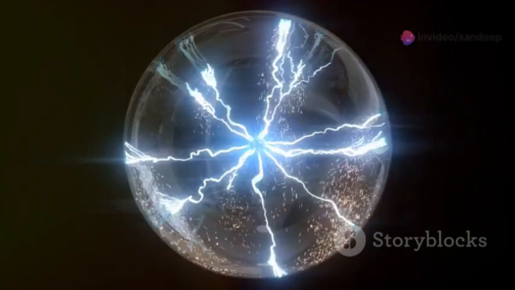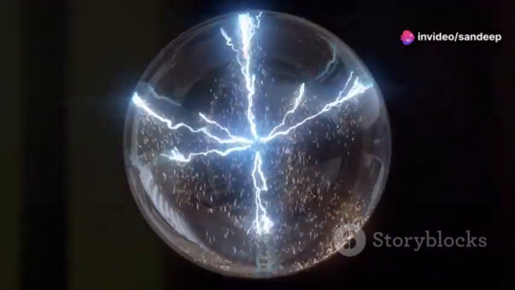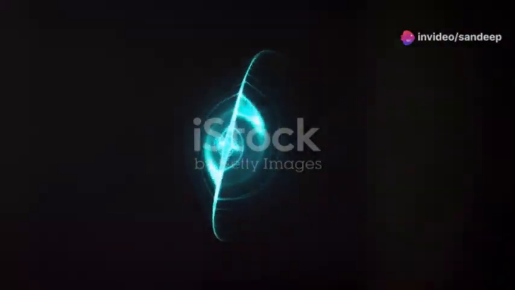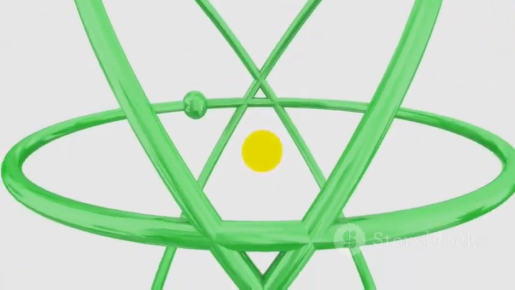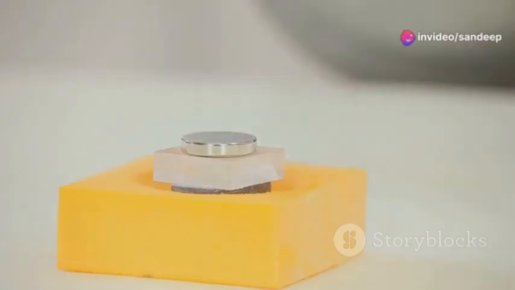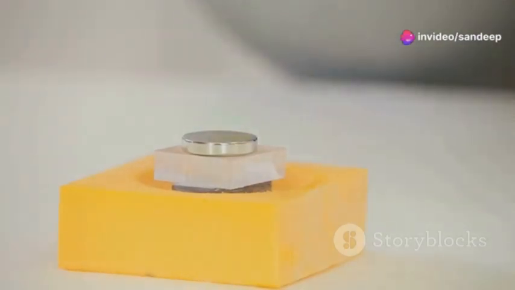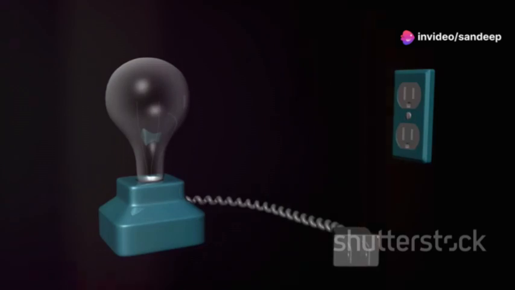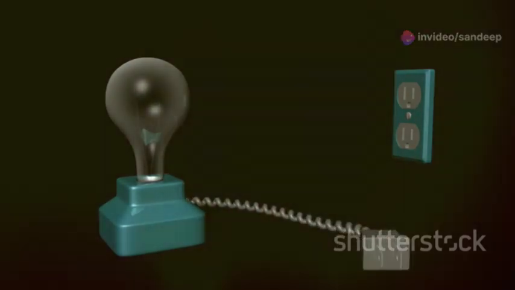Let's begin our journey with the most fundamental concept: electric charge. Imagine tiny particles much smaller than atoms carrying a property we call charge. Some have a positive charge like the proton, and some have a negative charge like the electron. Now, just like magnets, opposite charges attract each other, and like charges repel. This simple rule governs how electricity behaves.